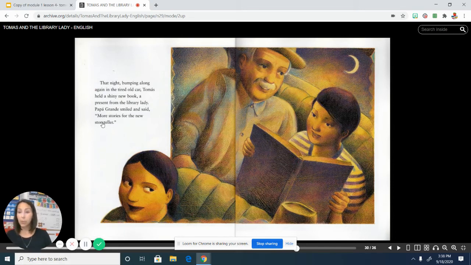So when I read this part here, it says, more stories for the new storyteller. It makes me think, okay, I bet this is the resolution, right? Tomas is now the storyteller. He took the steps to get all the books and read the new stories, and now he can be the one to tell the stories to his family instead of Papa Grande, since he already knows all of the stories that Papa Grande knows. So let's go update our story map, and then I'll let you know what your activity, your assignment will be for this.